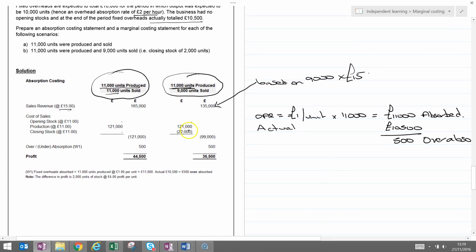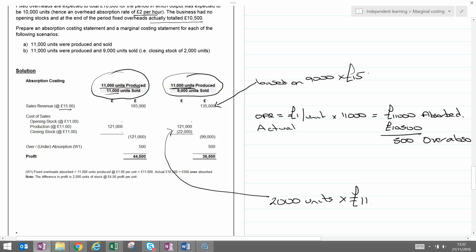So 11,000 units at £11 gives us 121,000, the same as before. But we didn't sell all of those units, we only sold 9,000 of them. So we've got 2,000 units left, so that's our closing stock. 2,000 units, also valued at our production cost of £11. So opening stock 0 plus production minus closing stock.